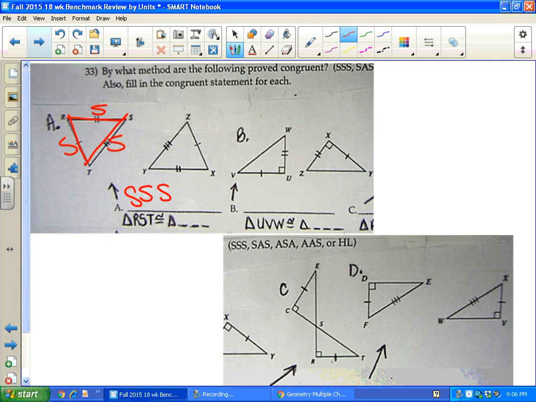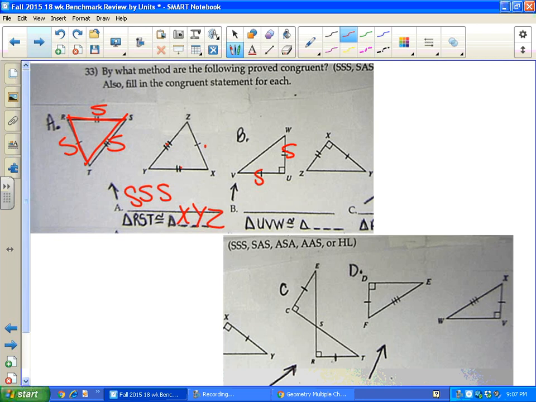Now it's given me the letters R, S, T. R is between the 1 mark and 2 mark, so the one that's between the 1 mark and 2 mark is X. And then S is between the 2 mark and 3 mark, so over here between the 2 mark and 3 mark is Y. And then, of course, Z would match up to T. So Z is between the 1 mark and the 3 mark, which would be T. Okay?